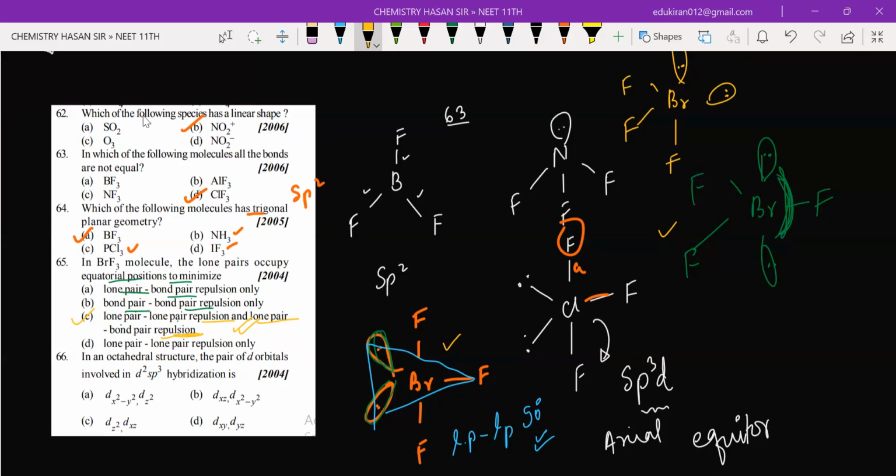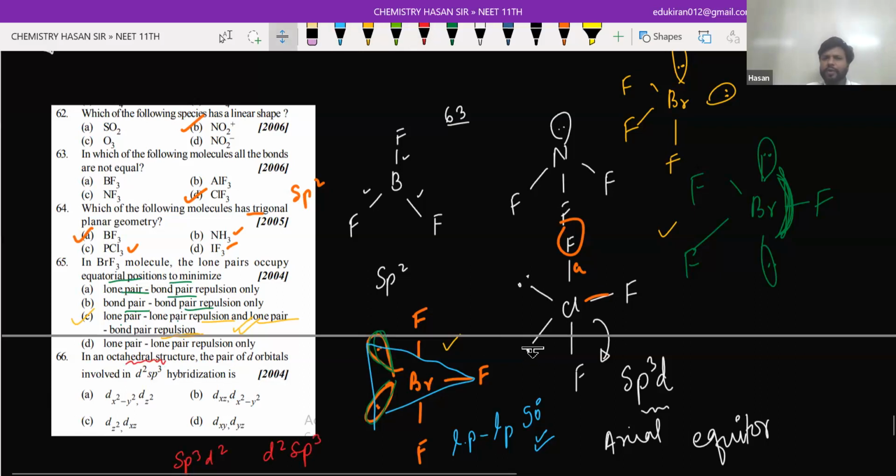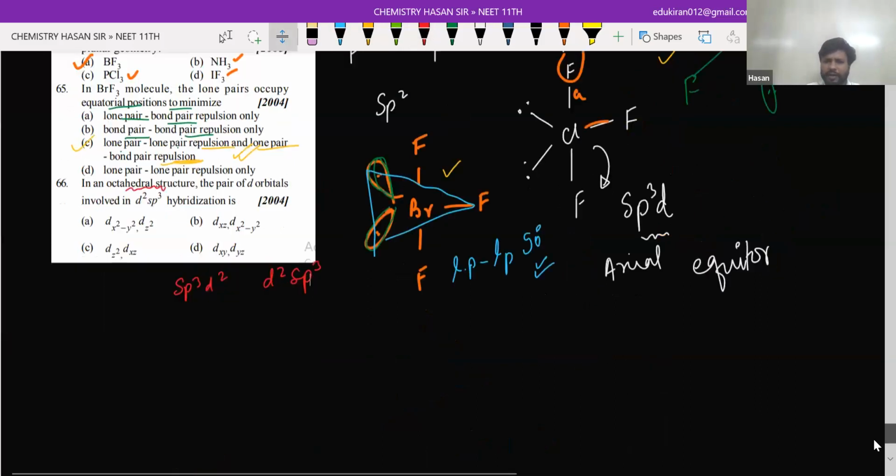Let me know if you are able to do this. Okay, I'm going to explain this as well. Very simple. See, in an octahedral structure, that means sp3d2 or d2sp3, two types of hybridization are possible. You will get every concept of d2sp3 in class 12 complex compounds.